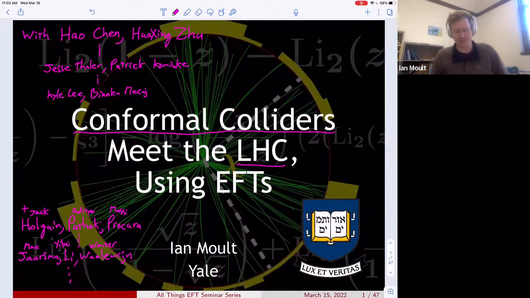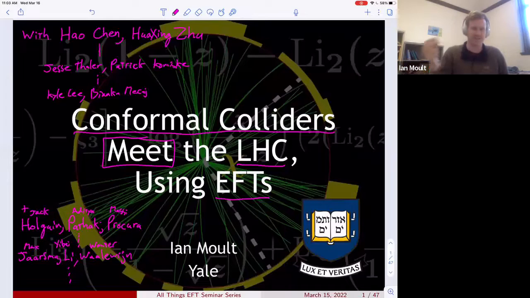And so this work will rely extremely heavily on the use, both philosophically and technically, of effective field theory ways of thinking, both in the ways that one makes these conformal collider techniques actually meet the LHC, and also in the way that we're going to try and think about jets using the operator product expansion, which is one of the cornerstones of effective field theories.